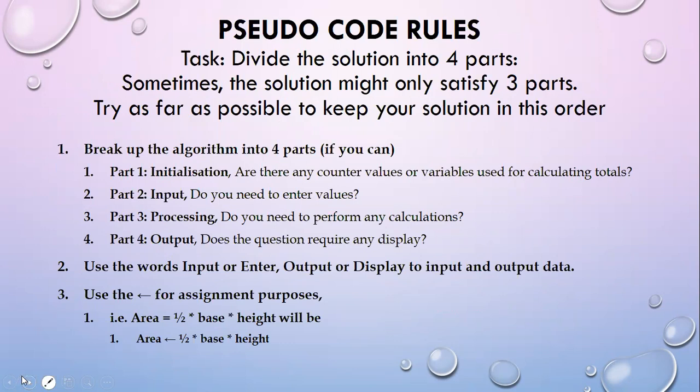So let's take a look at our task. The task says here, divide the solution into 4 parts. Sometimes the solution might only satisfy 3 parts. Try as far as possible to keep your solution in this order. So let us take a look at how to break up this algorithm. So part 1 is initializing. That means create. It's a big fancy word for create. Another form of this word is instantiate. Okay, so the question here is, are there any counter values or variables used for calculating totals?